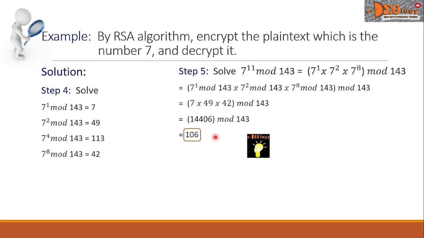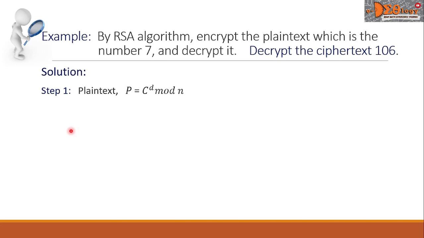Now let's go to part B of the problem. And that is, we're going to decrypt this ciphertext 106. For step 1, we're going to use the formula of plaintext. That is capital P equals capital C raised to D mod n. From the problem, we have these values. Capital C is the 106. The n is the product of 11 and 13, which is 143. And the D is the same with 11. So we write again our formula into capital P equals 106 raised to 11 mod 143.